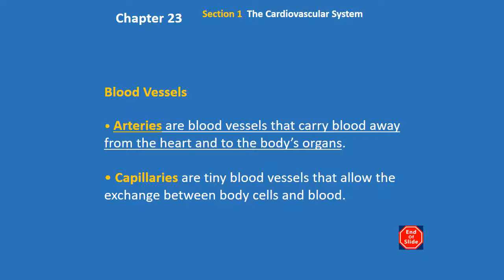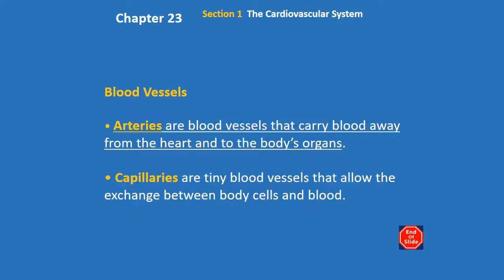Veins is next. However, the blood vessels start as arteries, then they turn into capillaries, and then they turn into veins. So it's actually like this highway system, like a big loop. So capillaries are tiny, microscopic blood vessels that carry blood to cells. So they have to go to your cells. Think about cells, how small they are.